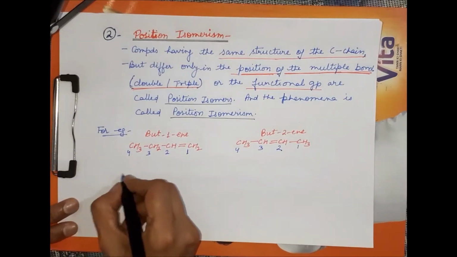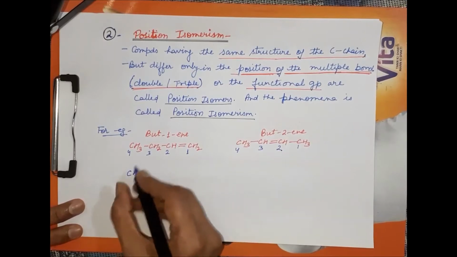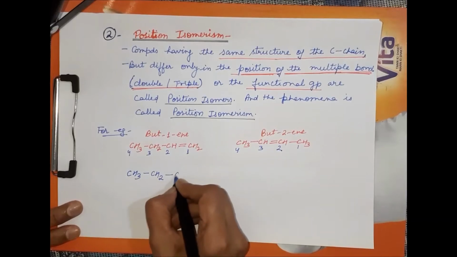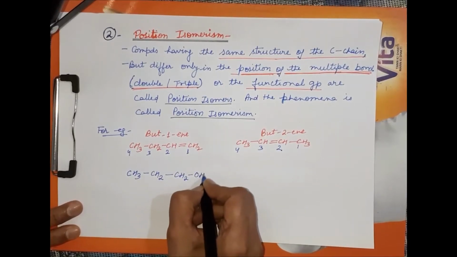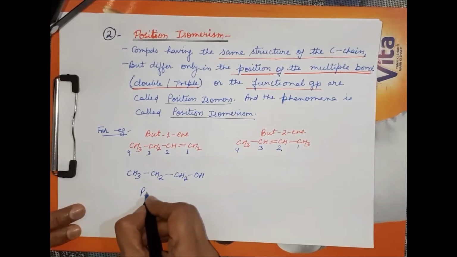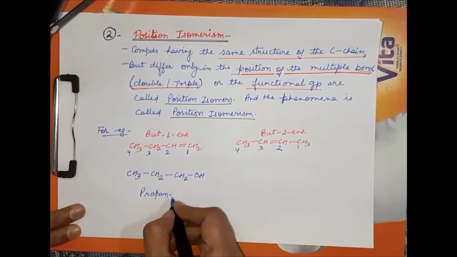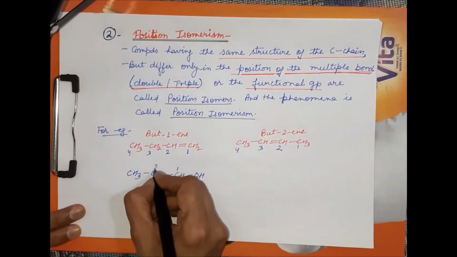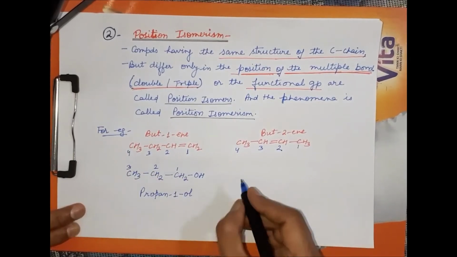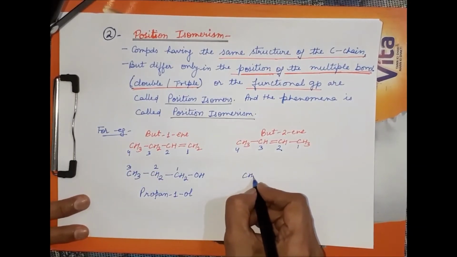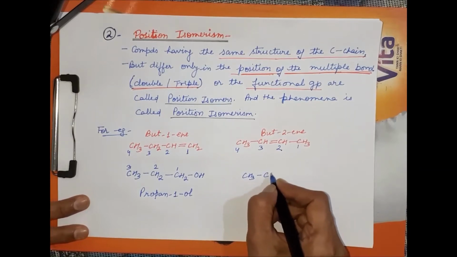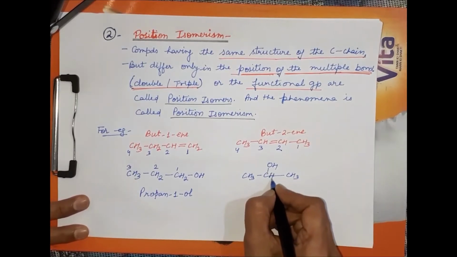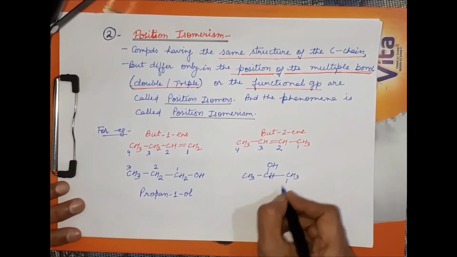So we can see another example also. Suppose we take this molecule propan-1-ol. This is propan-1-ol. This can also be written by keeping this functional group on the second carbon atom. It can be written like this also.